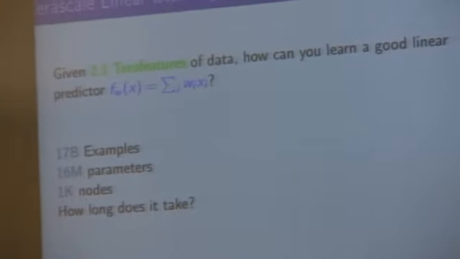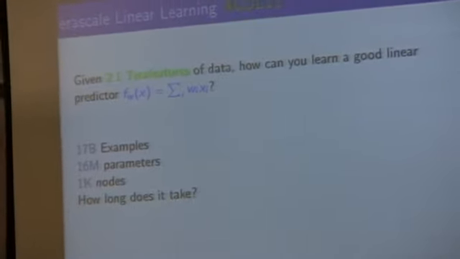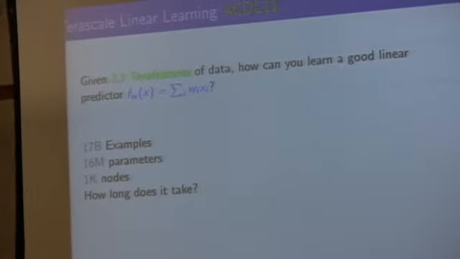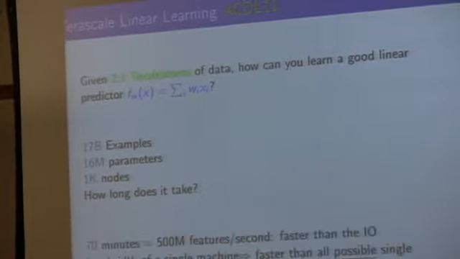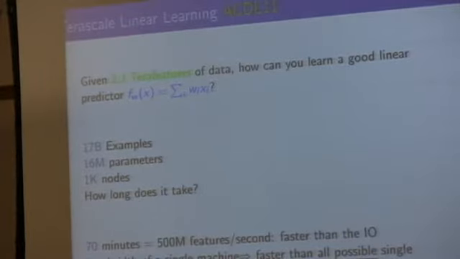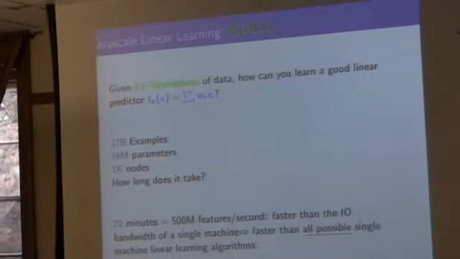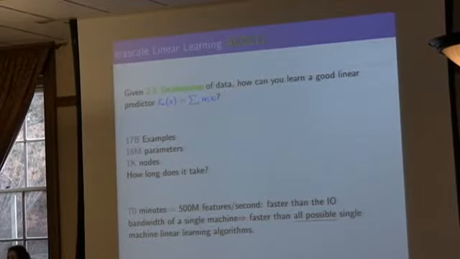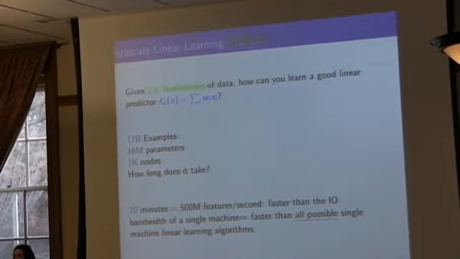Two terafeatures, 1,000 cores, couple days, half hour. Yeah, half hour is closer. It was about an hour. So the cool thing about this is that you can take the size of the data set and divide it by the time in seconds. And you get about 500 megafeatures per second.